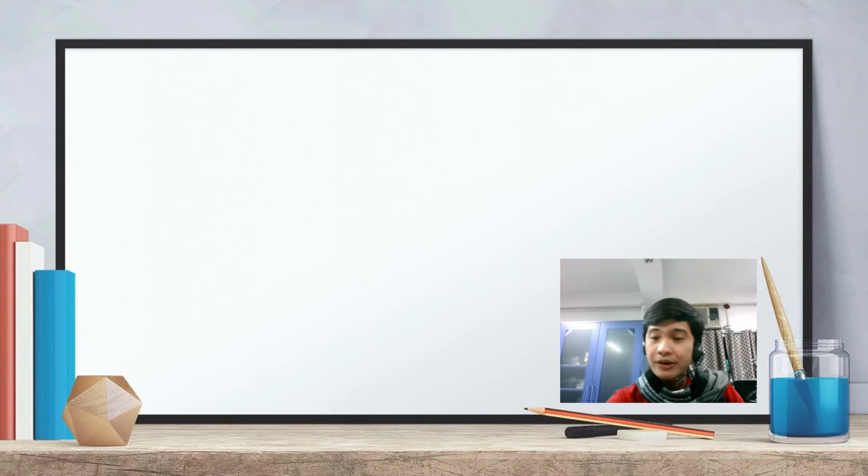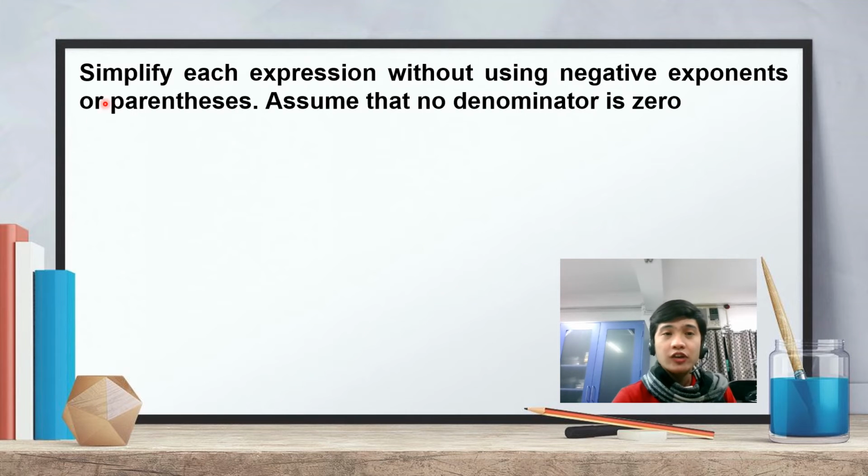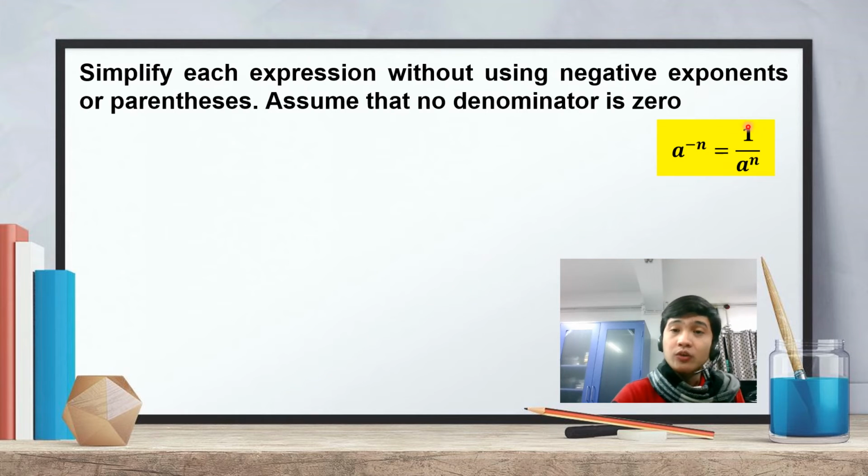Okay, so let's have our last example. Same instruction: simplify each expression without using negative exponents or parentheses. Assume that no denominator is 0. So again, we will still be utilizing our rule in treating any expressions raised to a negative exponent, wherein our rule there is any number which is represented by a raised to negative n is always equal to 1 over a raised to n as the final answer if we want to remove the negative exponent. Now let's have our example number 3.